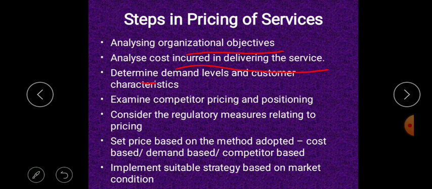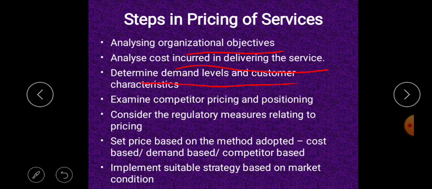The third step is, once you know what the cost is, you have to determine the demand levels and customer characteristics. That is, what type of customers are there. So if customers are willing to pay more for better quality, then you can increase the value of the product. Similarly, if the demand level is high or low, based upon that also you can increase or decrease the price.